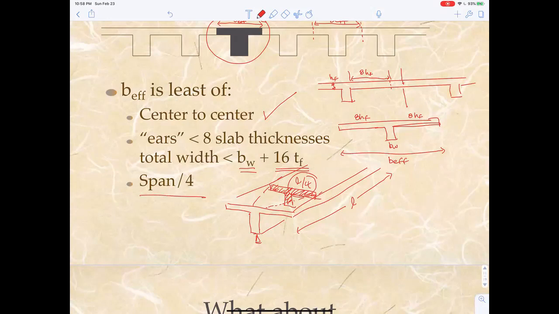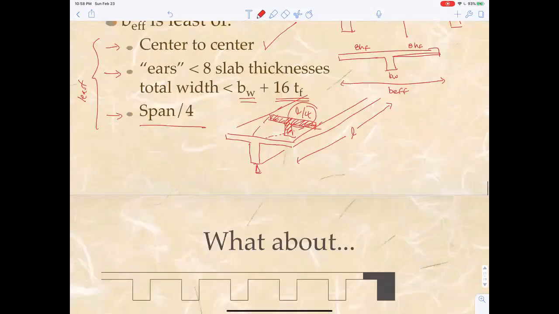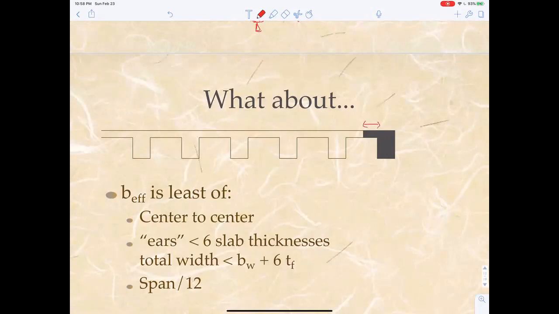So you have center to center, 16 slab thicknesses plus the web, or L over 4, you take the least of these 3. Okay. What about if you're on the very last beam and you have only one ear? It's very similar. You get the minimum of all the way over to the center of the next beam, but only on one side. The ears, if you have only one side, instead of 8 slab thicknesses, are 6.